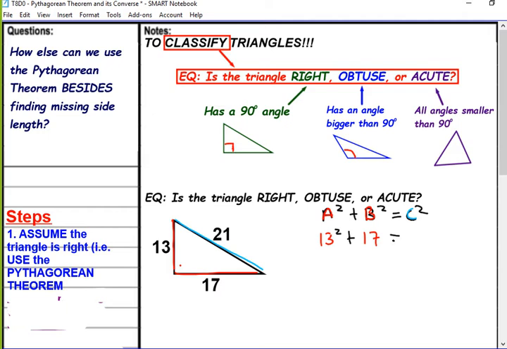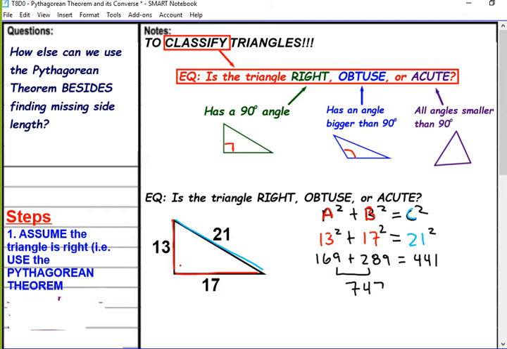I'm going to put this into the Pythagorean theorem, working on the assumption that it is indeed a right triangle. If I go to my calculator, 13 squared is 169, 17 squared is 289, and 21 squared is 441. If I take the left-hand side and add it, 289 plus 169, I get 458, and that's matched up with 441.